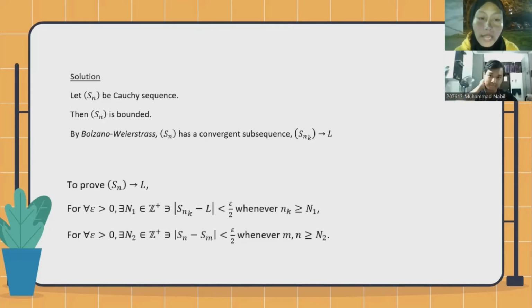To prove Sn to L, for all epsilon greater than 0, there exists N1, an element of the positive integers, such that |Snk minus L| is less than epsilon over 2 whenever nk is greater than or equal to N1. For all epsilon greater than 0, there exists N2, an element of the positive integers, such that |Sn minus Sm| is less than epsilon over 2 whenever n is greater than or equal to N2.